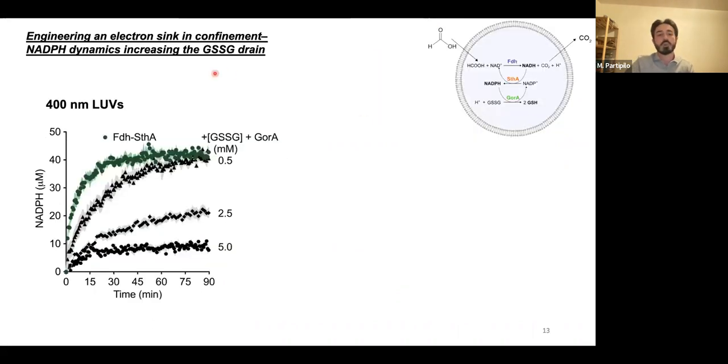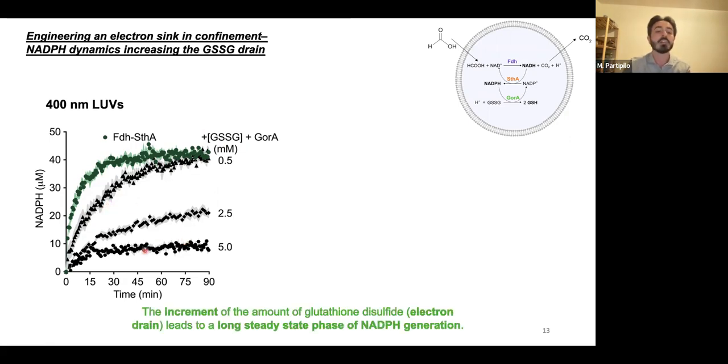Finally, we equip our large unilamellar vesicles with the full pathway, and also in this case, our setup was trying to observe a difference increasing the final drain. As you can see, in the condition in which we included only the 2 first enzymes, we had a very quick reaction, so a very quick NADP+ reduction, while instead, when we started to include the drain for this electron, again, glutathione disulfide, you can start to see a delay of this NADPH reduction that, of course, increases with the amount of the drain, till reaching what I described already before as a long steady state phase of the NADPH.